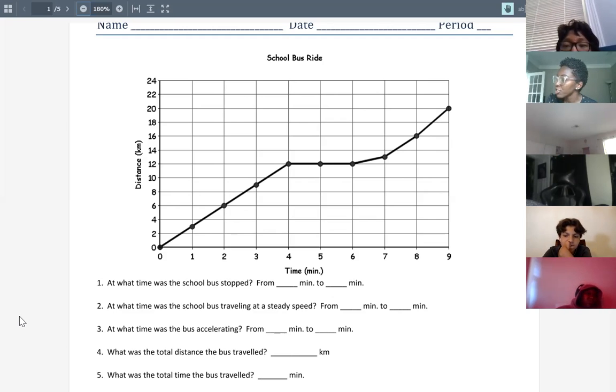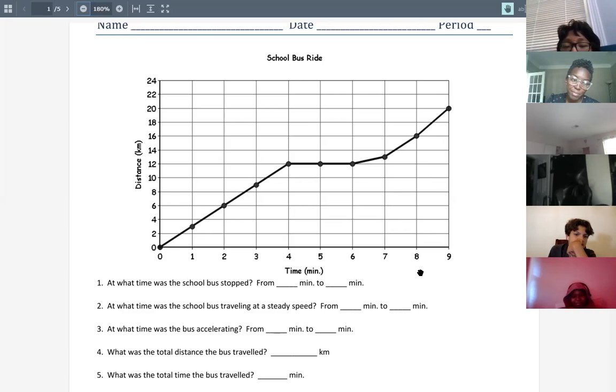Carla, could you look at this graph and tell me what was the total distance the bus traveled? How far did he get? 20 kilometers. Very nice. And then Kevin, can you tell us how long the bus traveled, in minutes? 9 minutes. Very good.